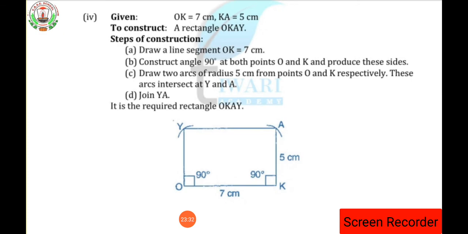So here the exercise 4.3 is completed. Hope you people understood. If you have any doubt, please ask me through WhatsApp. So in this way you have to draw the rectangle. So for today, thank you everyone.